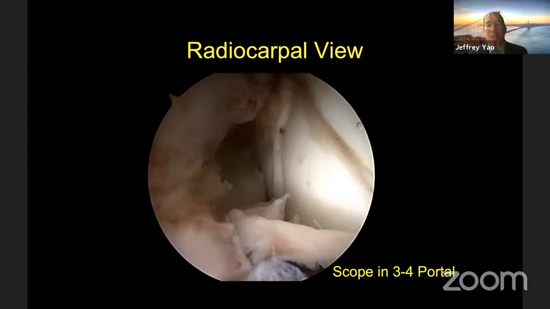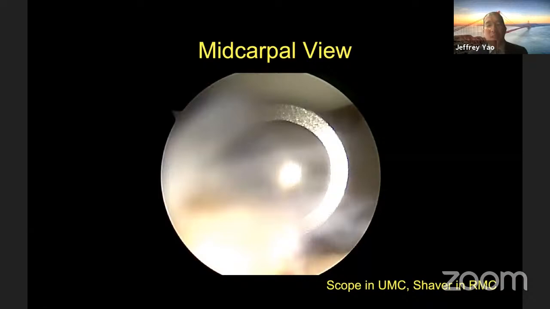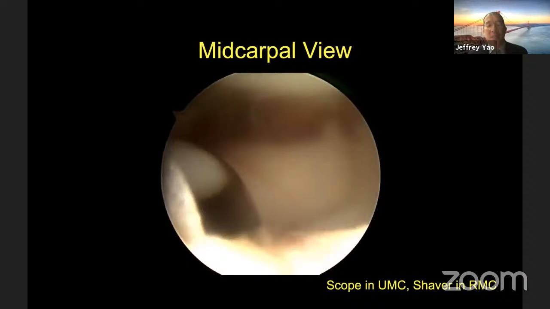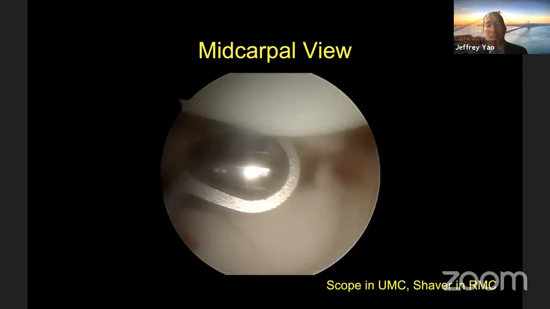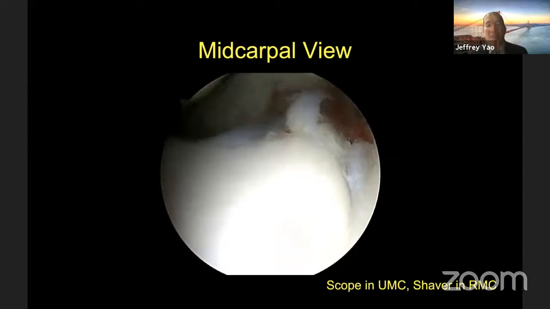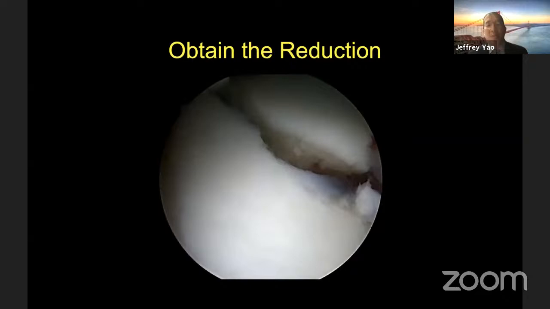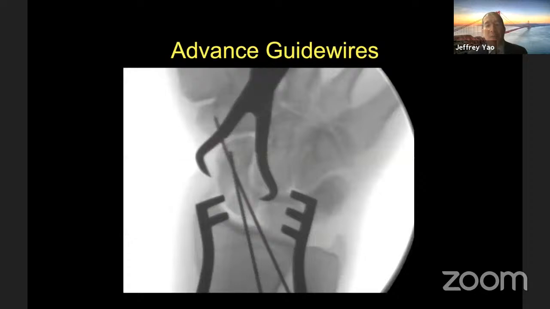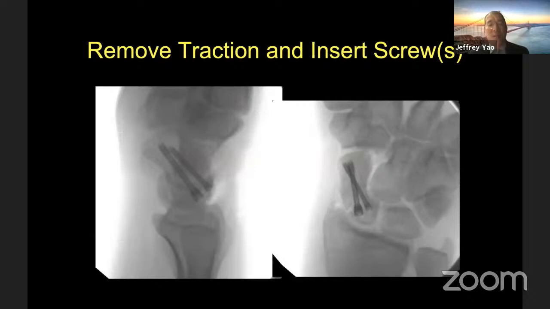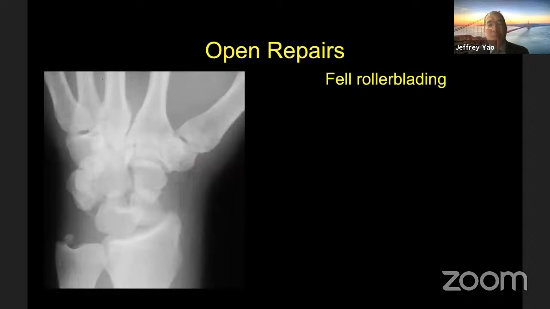From the midcarpal view, you can remove some of the synovium. I do prefer wet arthroscopy in certain situations, not always, but in the fracture setting, often I will use dry arthroscopy. And there you can see the fracture. We put a K-wire provisionally in the proximal pole, and then once the K-wire is in the appropriate position, we reduce the proximal pole to the distal pole arthroscopically. Once it's adequately reduced, then we can advance the guide wires across. Here, in this case, I used two screws to fix this fracture, but you can certainly get away with just one. And here's the patient 3 months post-op.